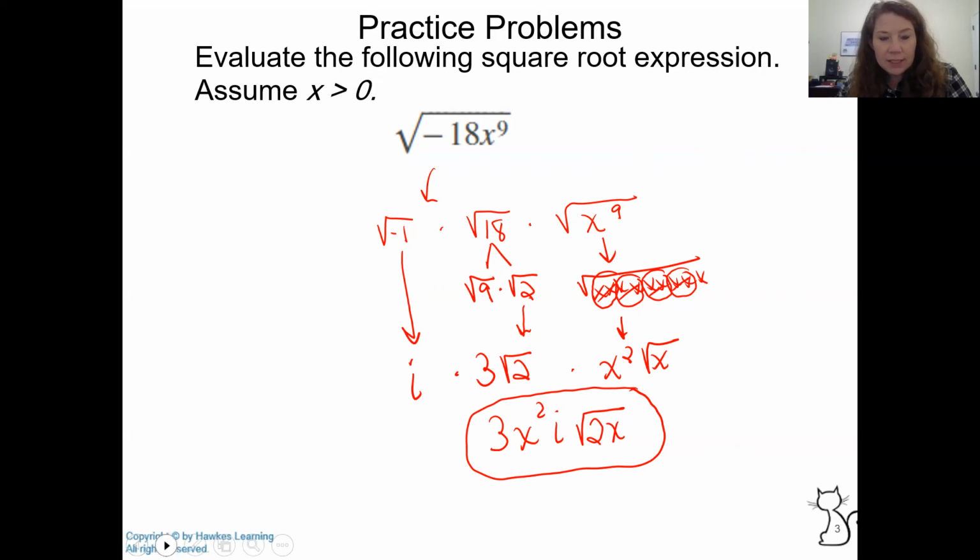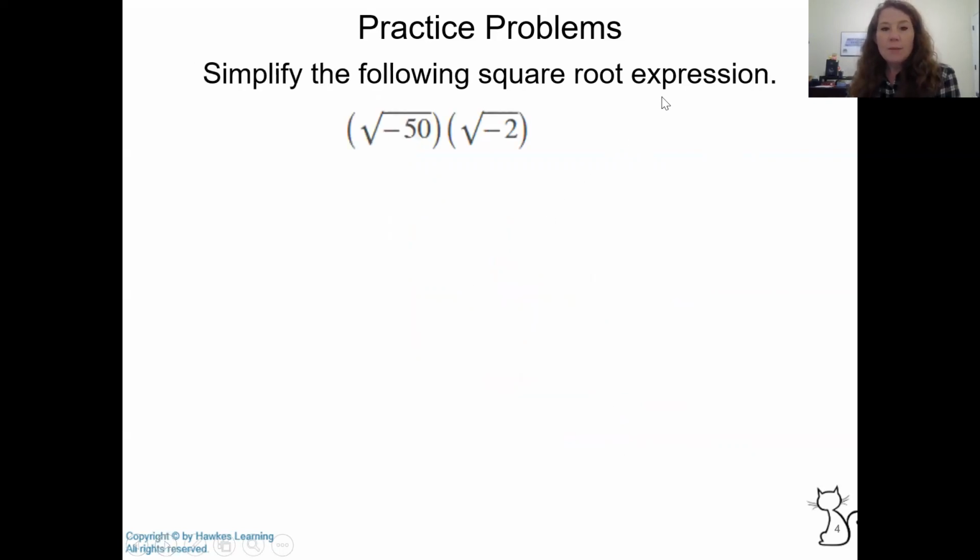All right, let's do the next one. Before we're allowed to multiply these, we have to get rid of the negatives under the radical. So we're going to think of this as the square root of -1 times the square root of 50, and we're going to think of this as the square root of -1 times the square root of 2. Then the square root of -1 is i.